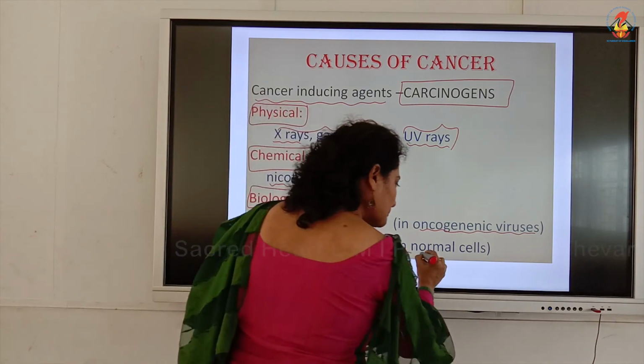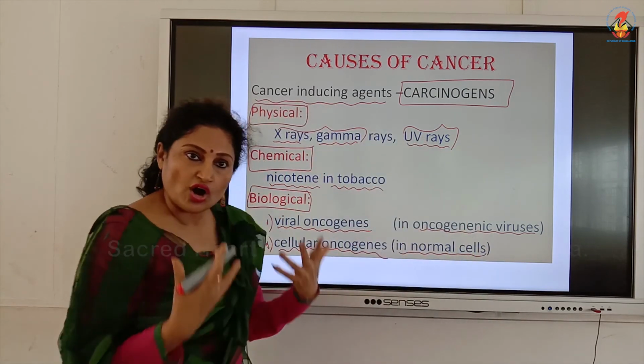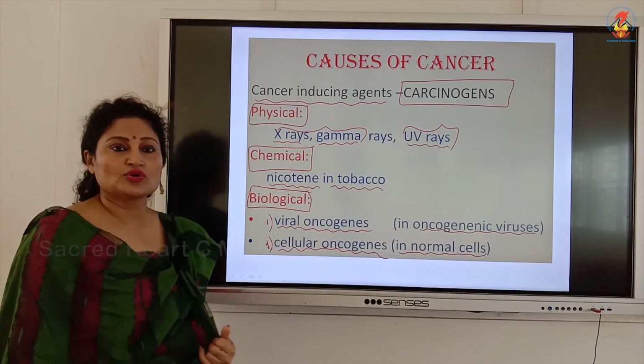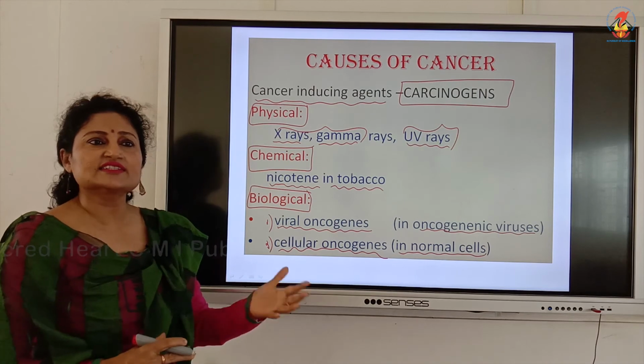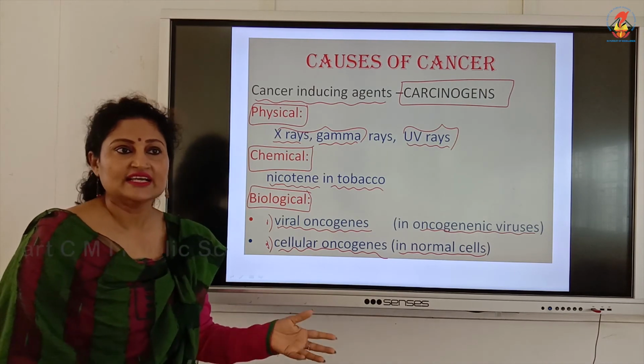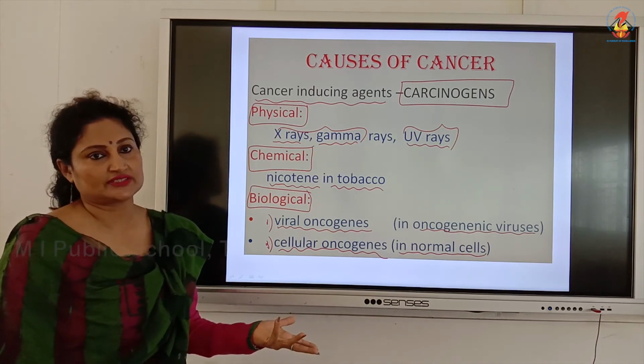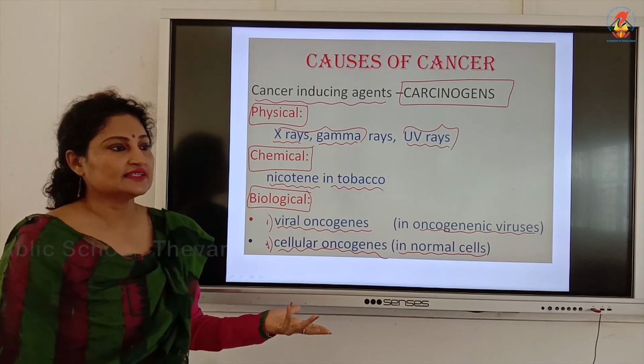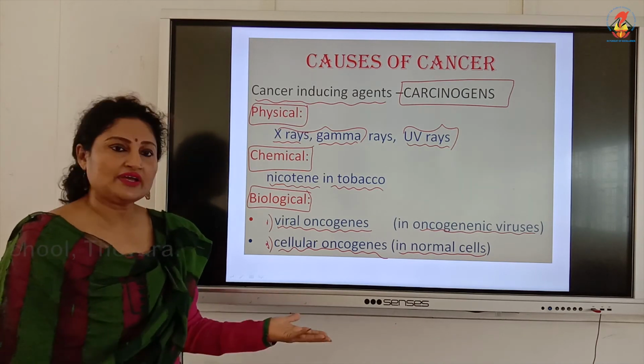Next, we have cellular oncogenes. Cellular oncogenes are present in the normal cells. Our normal cells have this particular oncogene. Under certain conditions, unfortunately, they are triggered to become oncogenic. So this is inevitable to anybody.